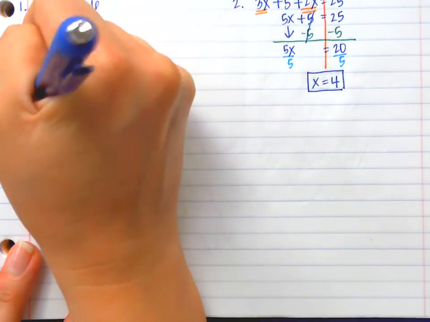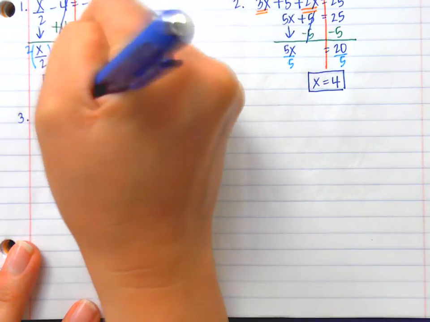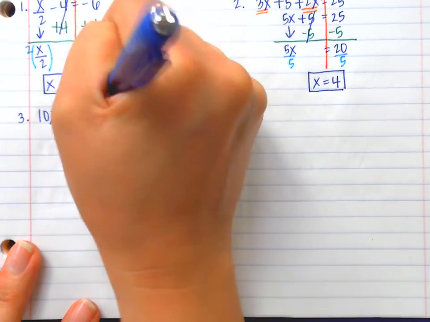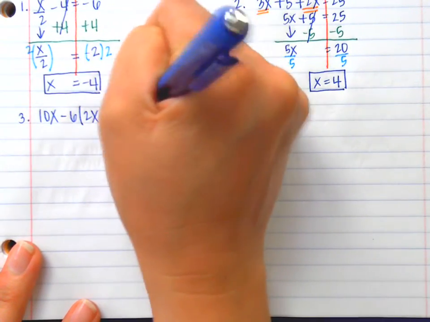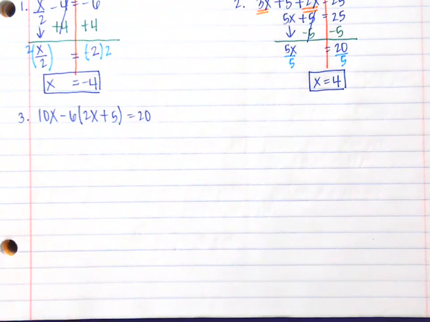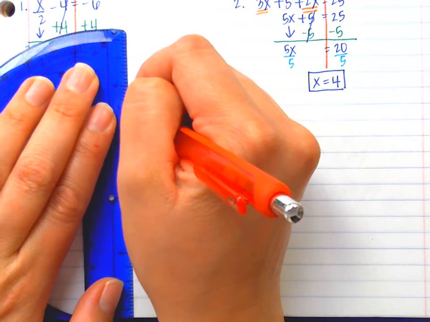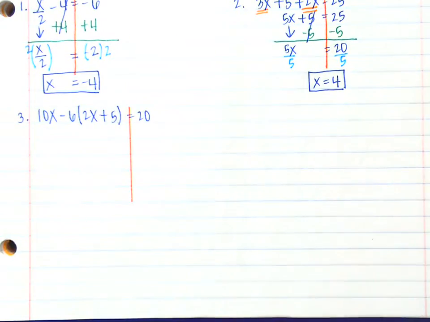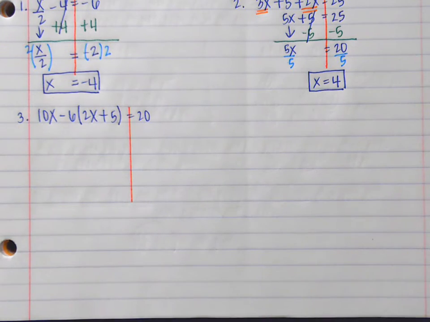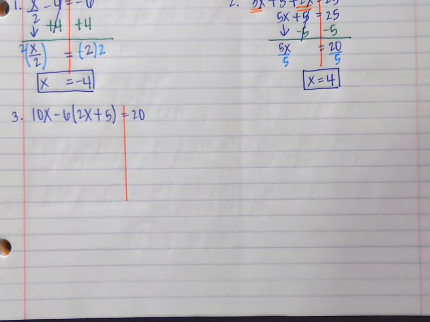Okay, so if I gave you 10x minus 6 times 2x plus 5 equals 20. First thing I'm going to do is draw my line. So then what I want you guys to think is, what is your first step? Look at your steps up above. Think about it on your own. What would be the first thing you would do here? And if your first step was to distribute that -6, you would be correct.